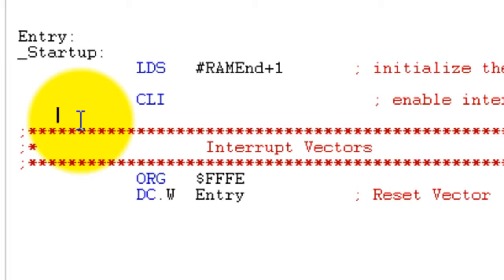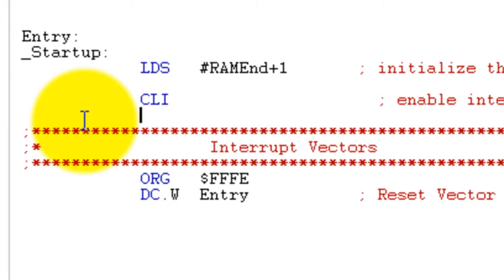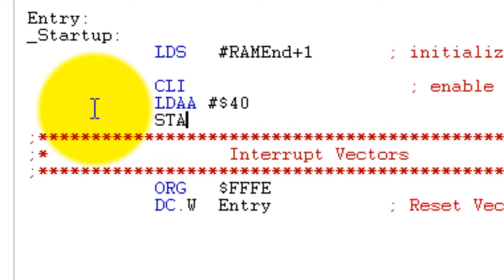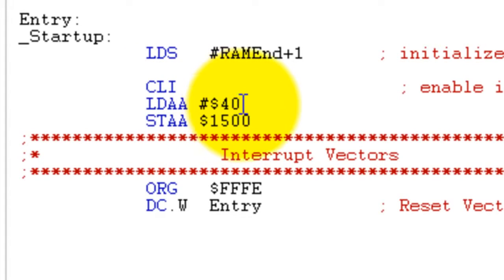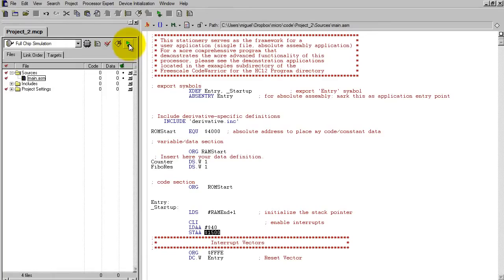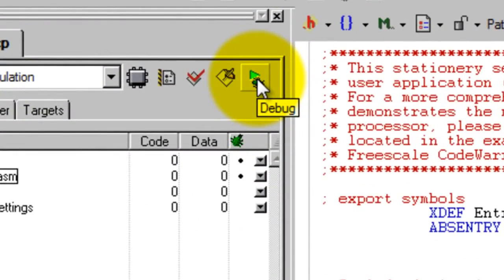So what I'm going to do now is go ahead and just type 2 lines of code to show you how to run the program. If you don't know what those 2 lines mean, don't worry about it. So these are my 2 lines of code, and what I'm saying here is I'm gonna put the value 40 in hexadecimal in accumulator A, and then store the value of accumulator A into memory 1500 in hexadecimal. Now go ahead and click this debug button.